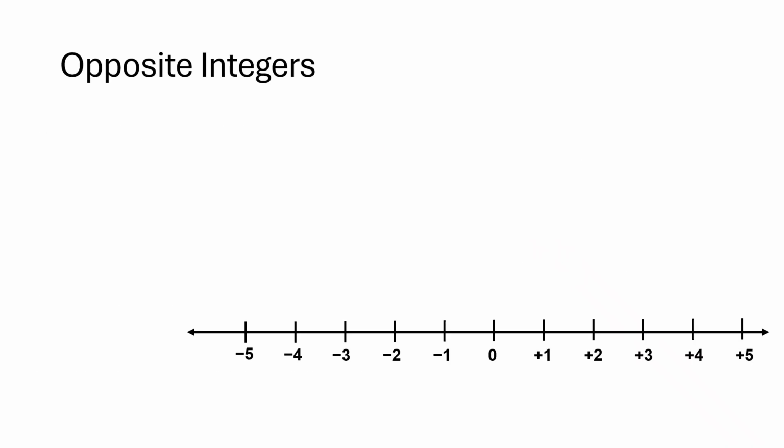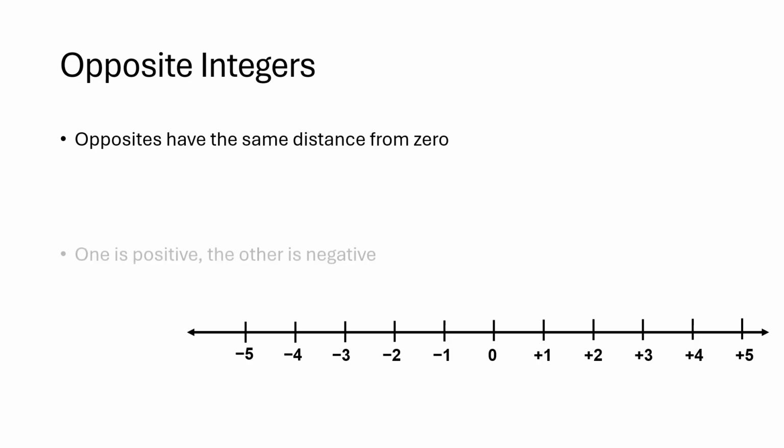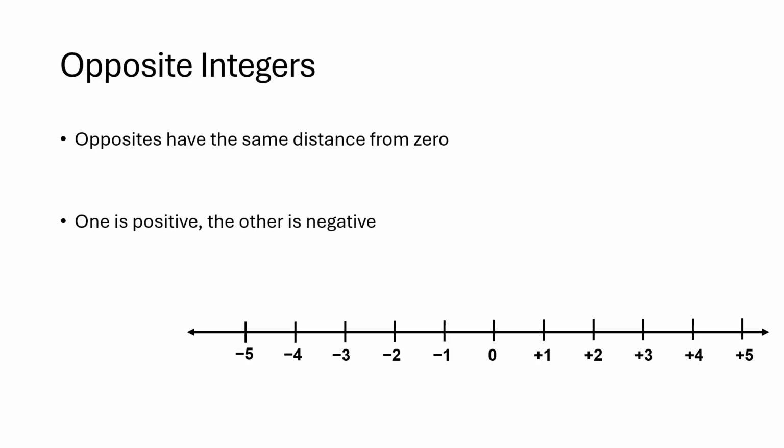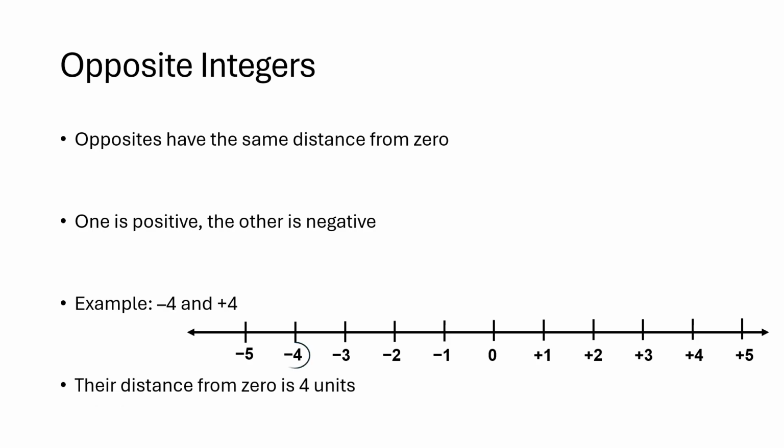Opposite integers are numbers that are the same distance from 0. One of them is positive and the other is negative. They mirror each other on the number line. For example, negative 4 and positive 4 are opposites. Both are exactly 4 units from 0, just on different sides.